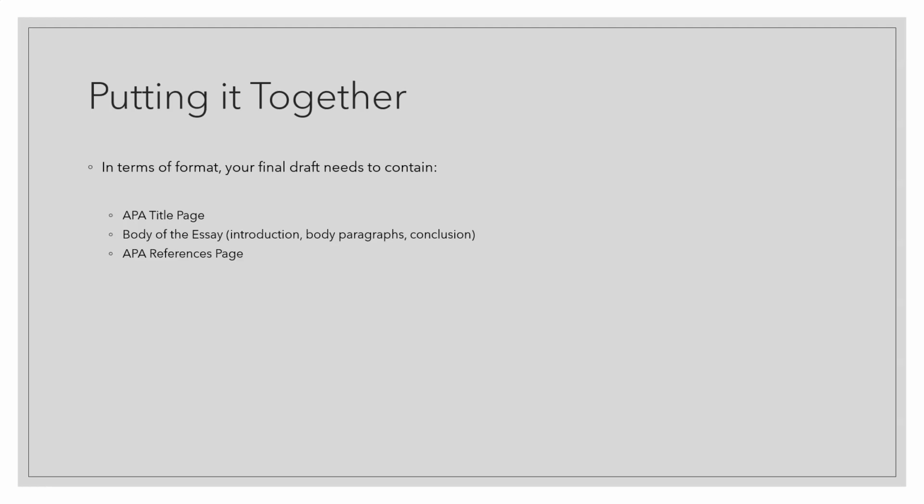When you're putting it together in terms of format, your final draft needs to contain an APA title page, the body of your essay, so that's the introduction, the body paragraphs, and the conclusion, and an APA references page. Once everything is perfect and you've looked it over a million times, it's going to be time for you to submit it to Blackboard for assessment.